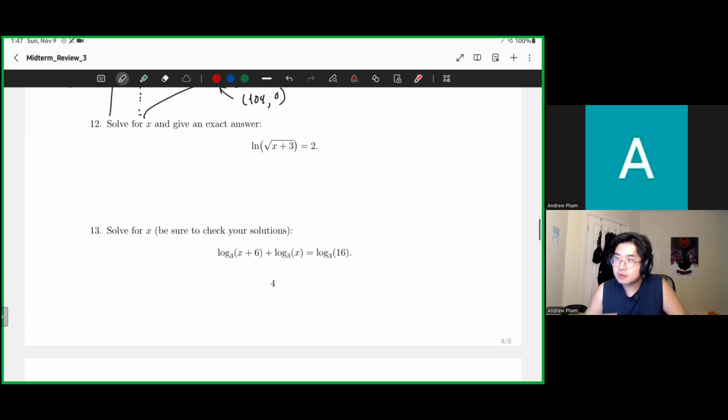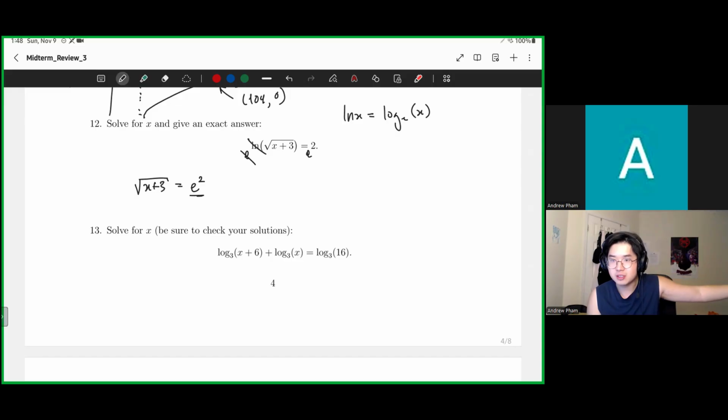412. Solve for x and give an exact answer. So since I have ln, remember ln x is the same thing as log base e of x. So if I raise both sides underneath the base of e, the ln and the e cancel. So I'm left with square root of x plus 3 is equal to e to the 2. Exact answers mean no decimals, so you don't have to worry about this. You know that e is just some infinitely long decimal, but you can keep it in exact form.